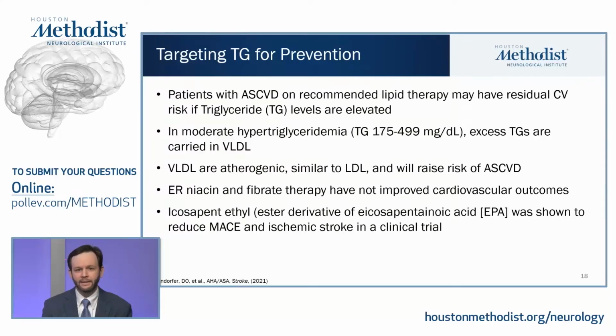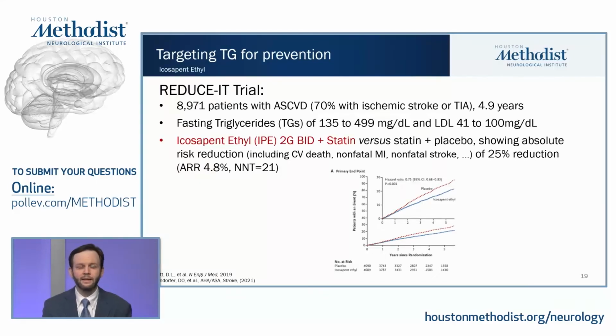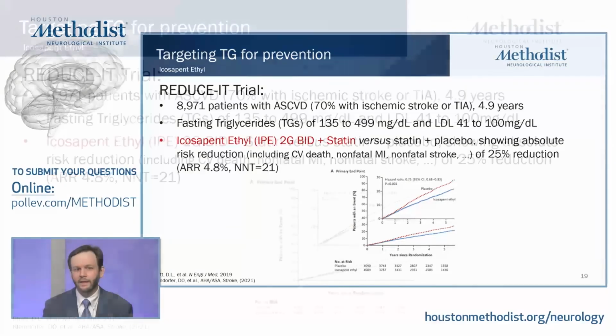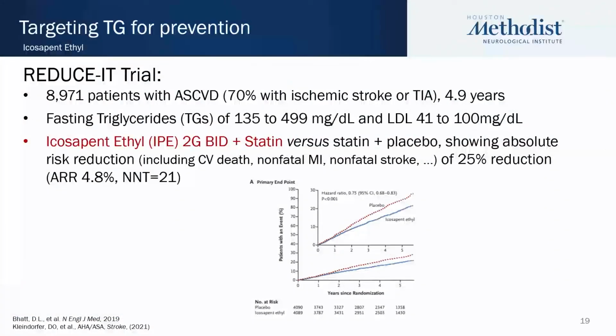Icosapent ethyl, an EPA derivative, was shown to reduce major adverse cardiovascular events and ischemic stroke in a clinical trial, and that's really led to FDA approval and, in addition, to the stroke guidelines. This is the REDUCE-IT trial published in the New England Journal of Medicine in 2019, where over 8,000 patients with atherosclerotic disease, 70% of whom had ischemic stroke or TIA, were followed over 4.9 years.